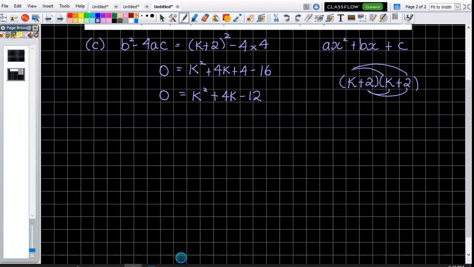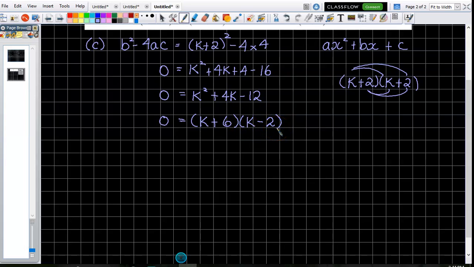Momentum just takes you there because you see a quadratic, and at this point I'd like to think you just want to factorize the sucker. Okay? So we look at it and we go, are there two numbers that multiply together to give you minus 12, but when you add them, you get 4? 6 and 2. So we're going to do this. So (k + 6)(k - 2).